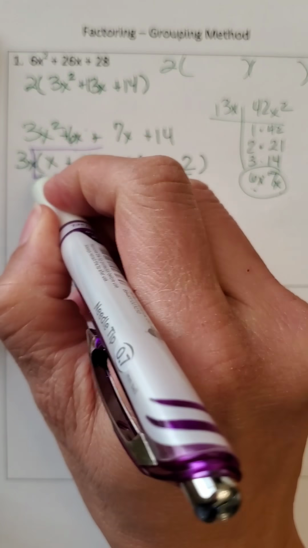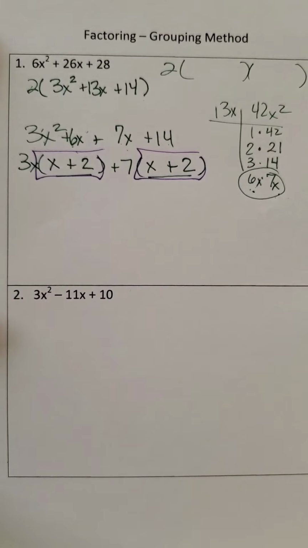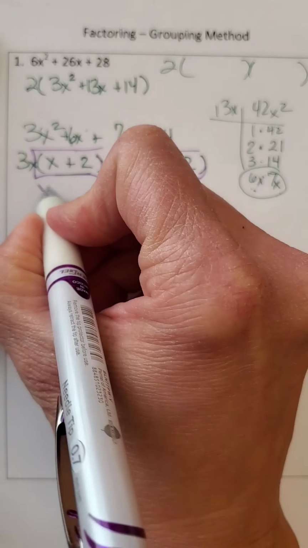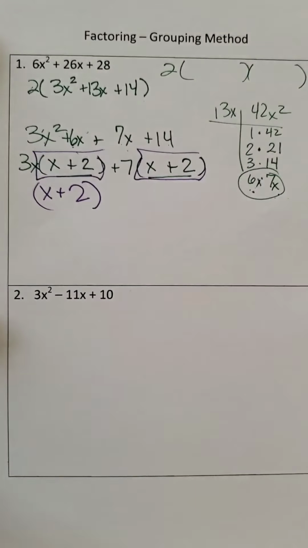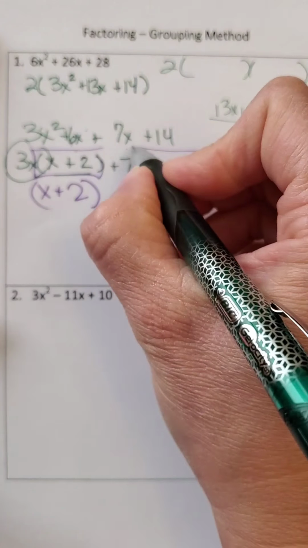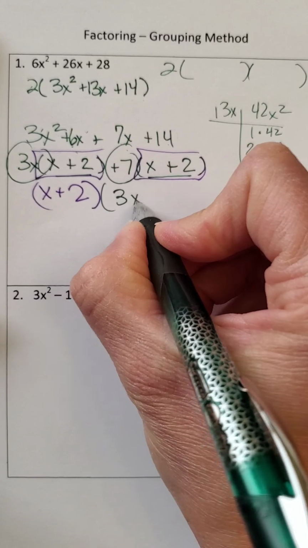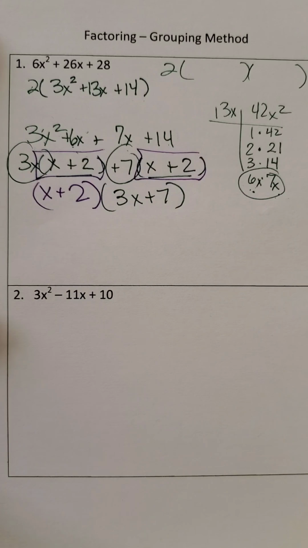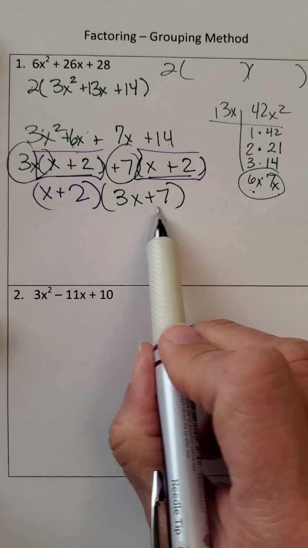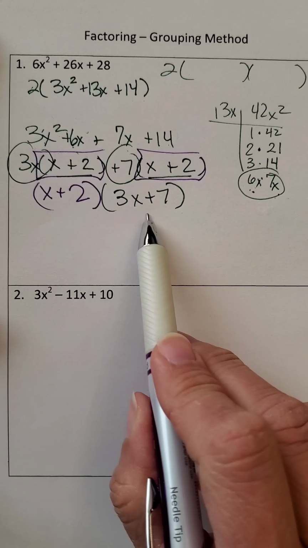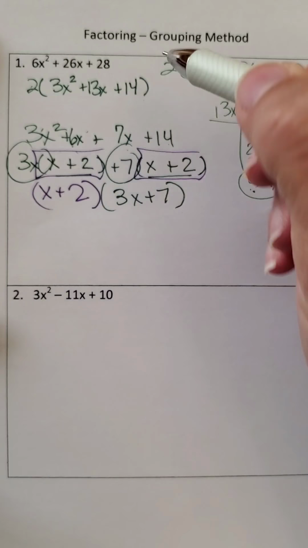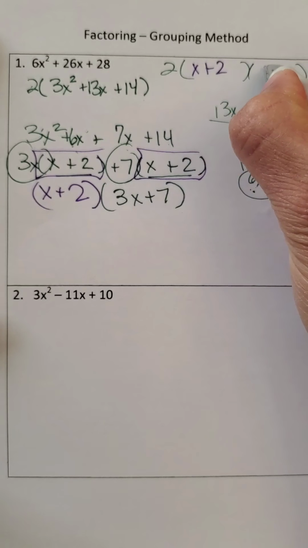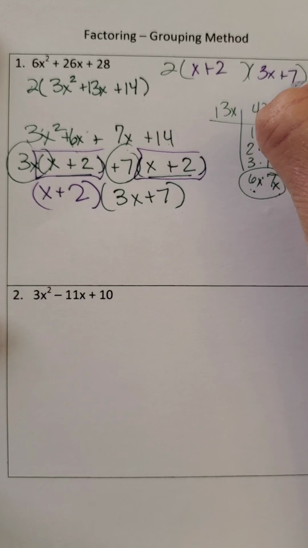That's important because I need to now notice that that's the greatest common factor, and I'm going to factor it out. So there's one of those, and then what's left is what I have left here, the 3x plus 7. So that is my factoring of this trinomial, which now I put up here. And then I'm going to double check it just to make sure.